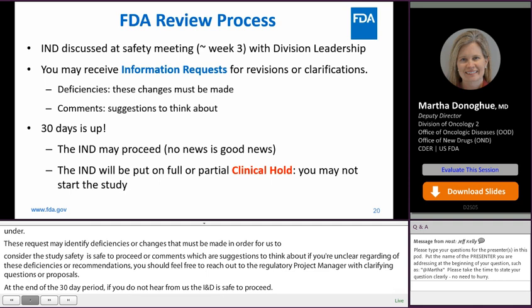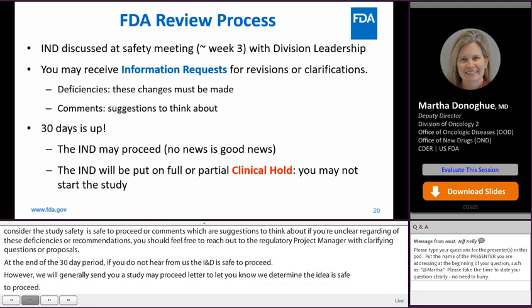If we determine that the study is not safe to proceed, we generally will arrange a teleconference with the sponsor on or before the 30-day deadline to inform the sponsor that the IND is on clinical hold and to explain the reasons why we consider the IND not safe to proceed, as well as to outline next steps for the eventual goal of fixing the IND submission so that the study will be safe to proceed and we can remove the clinical hold.